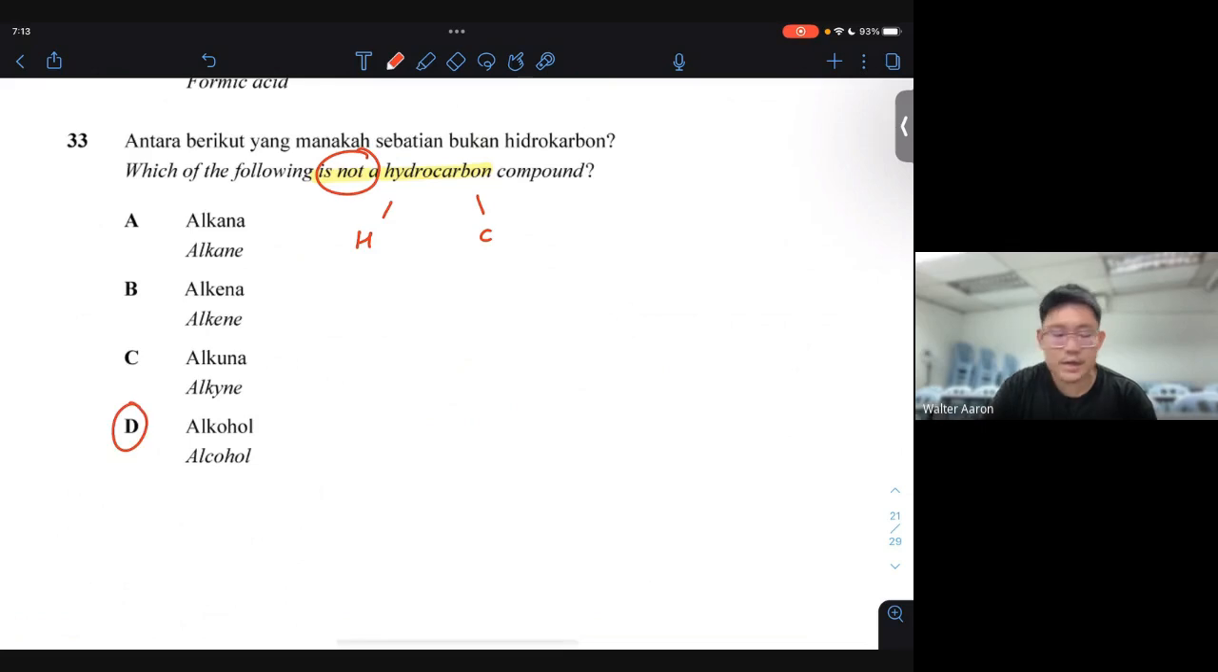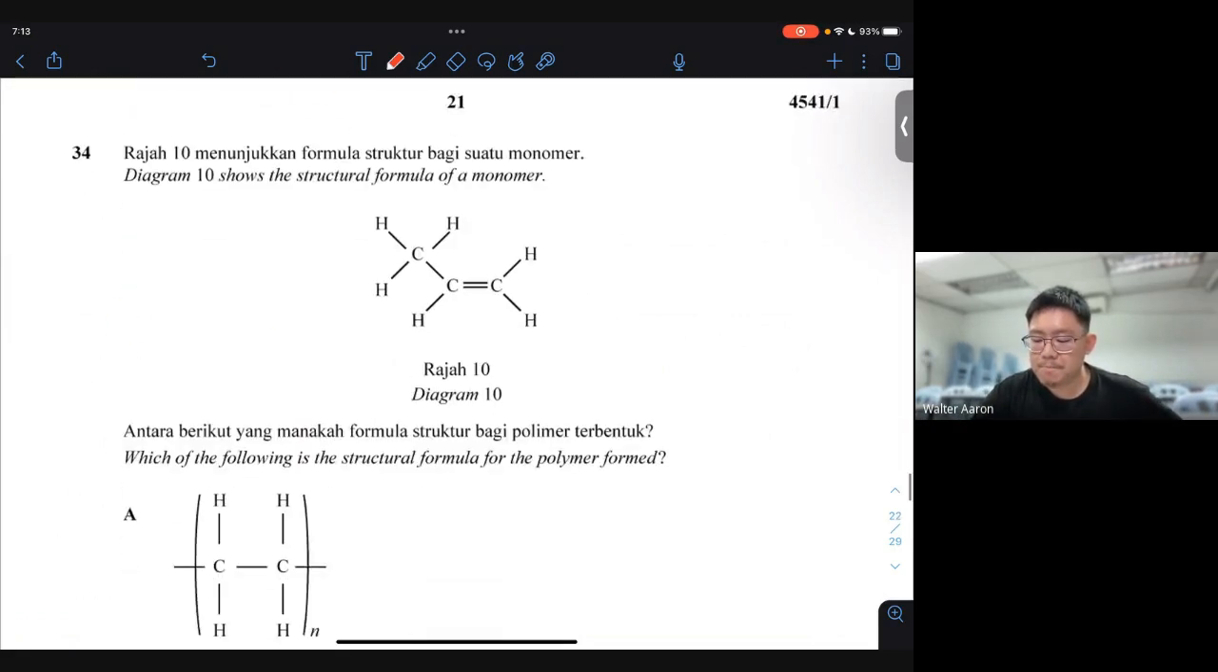Only alcohol here is not a hydrocarbon because alcohol contains the hydroxyl group. And the hydroxyl group already shows you that it has an oxygen atom inside. So technically, it cannot be a hydrocarbon. So the answer for 33 will be technically D.